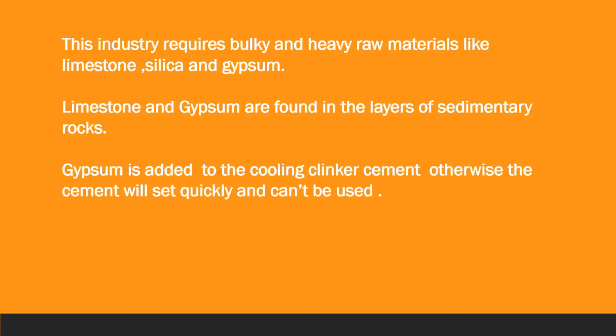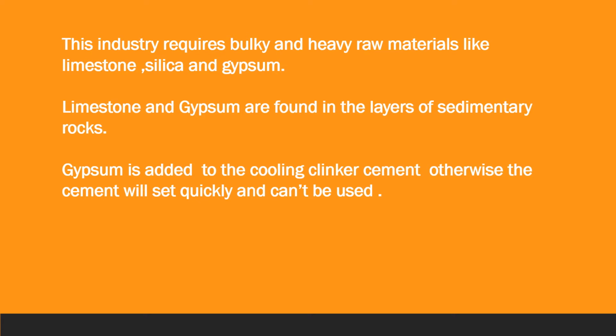This industry requires bulky and heavy raw materials like limestone, silica, and gypsum. Limestone and gypsum both are found in the layers of sedimentary rocks. Gypsum, why is it important? We have to learn that. Gypsum is added to cooling clinker cement, otherwise the cement will set quickly and can't be used. So what is a clinker? What is a clinker cement? You have to understand that also. Now we know that gypsum is very important.